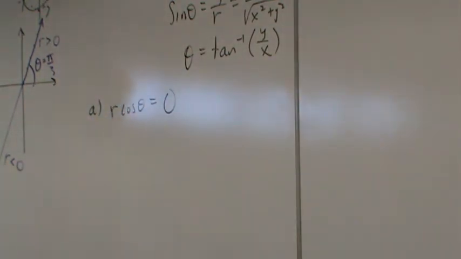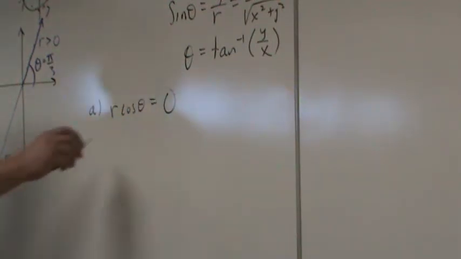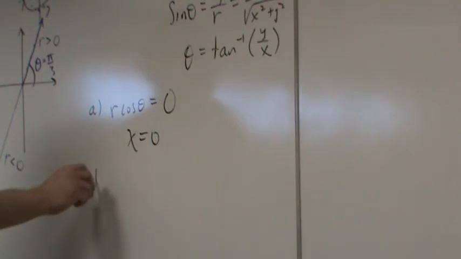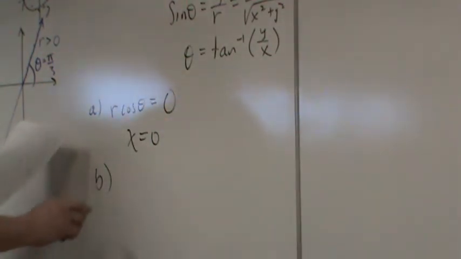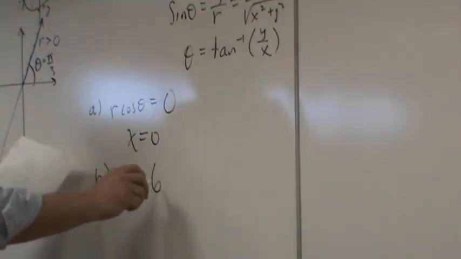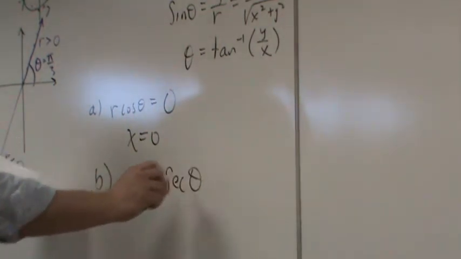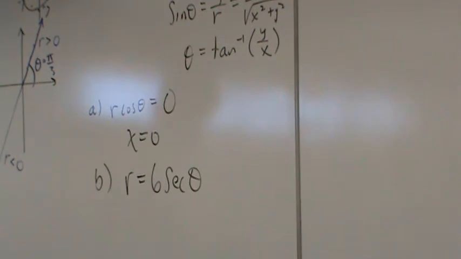You guys okay? What is r cosine theta another name for? x. x is r cosine theta. So this is the same as x equals 0. Okay? So that's the graph you would make. Here, let me give you another one. How about r equals 6 times the secant of theta? Please do that problem now. Turn this into a Cartesian equation.